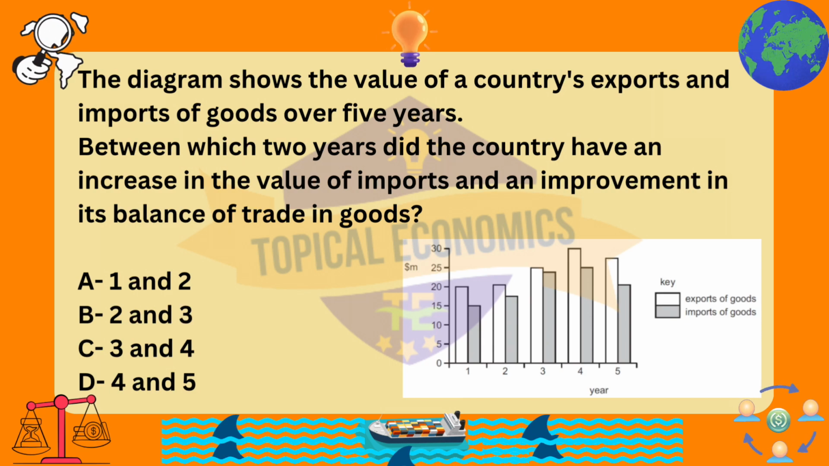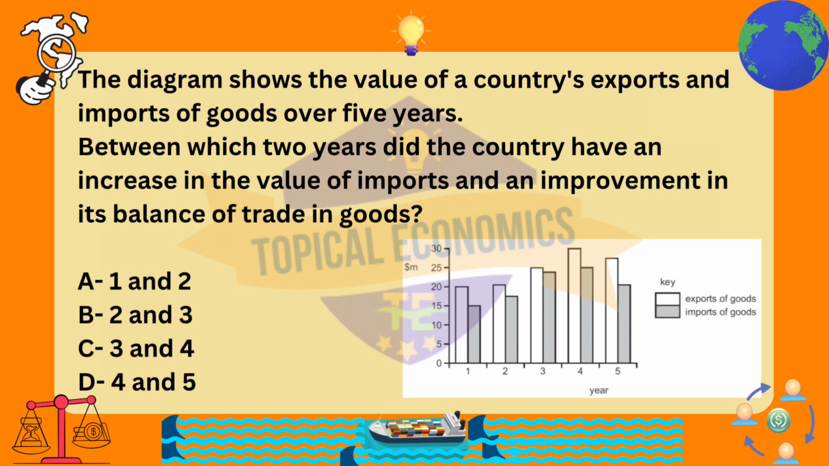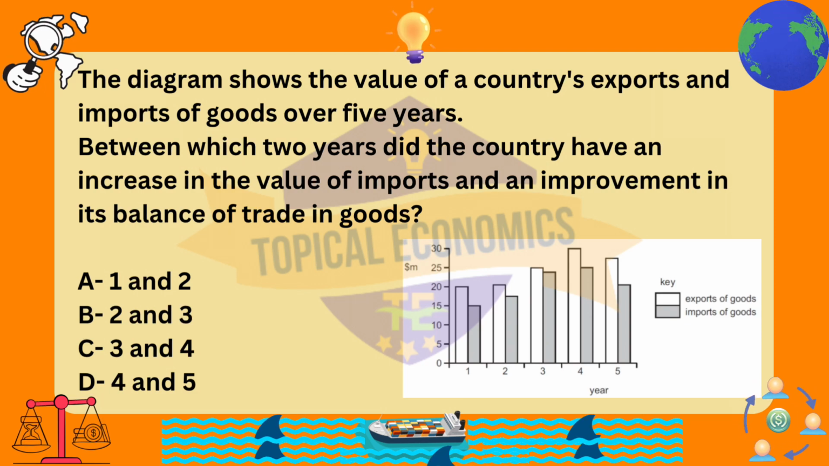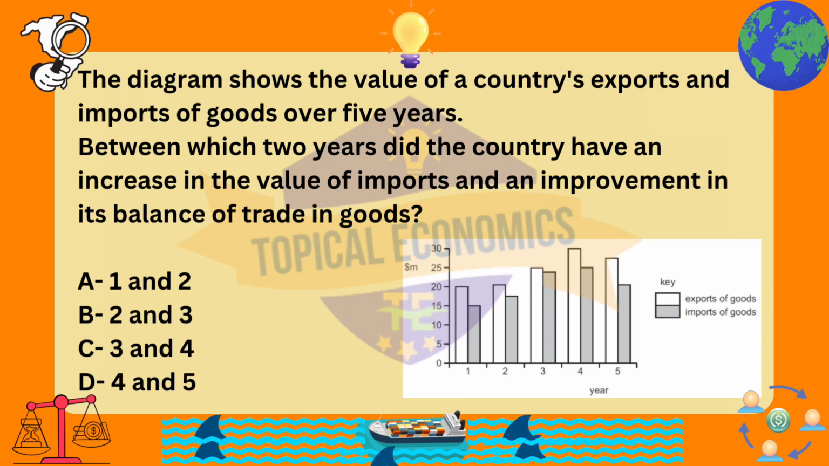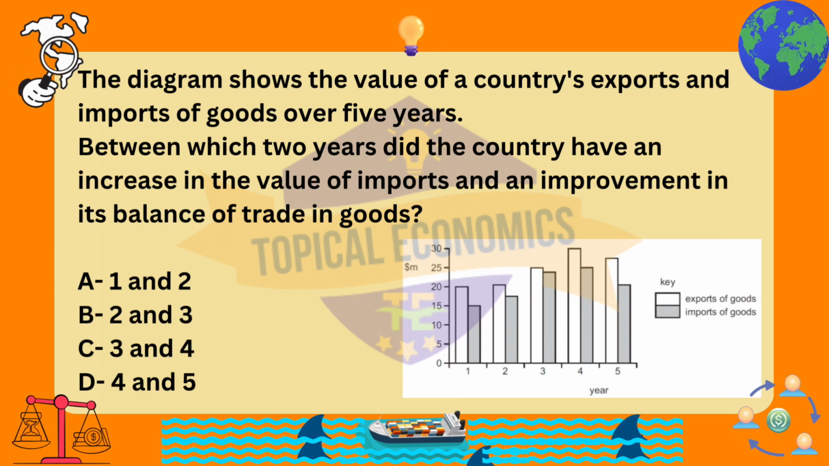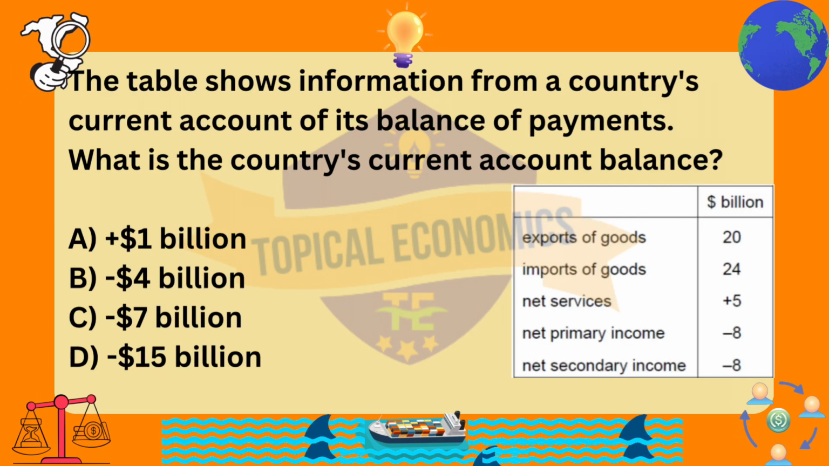The correct answer for this question is option C. It can be seen from the diagram that between years 3 and 4, the country had an increase in the value of imports and an improvement in its balance of trade in goods, as even the exports increased. Moving to the 13th question.